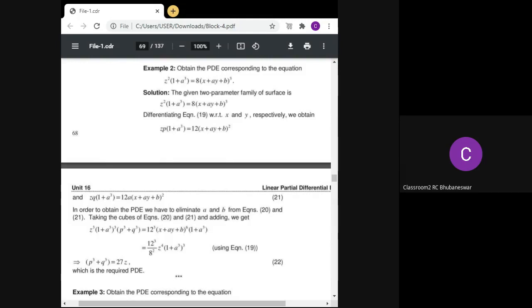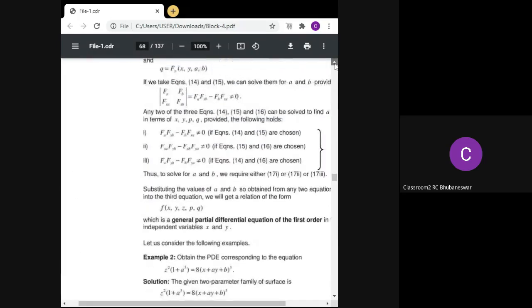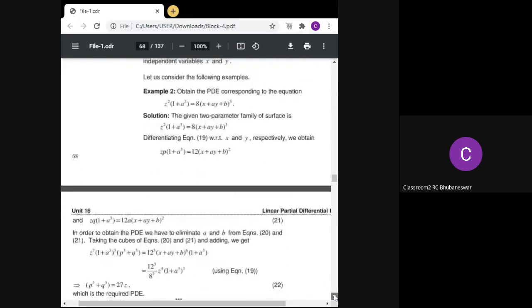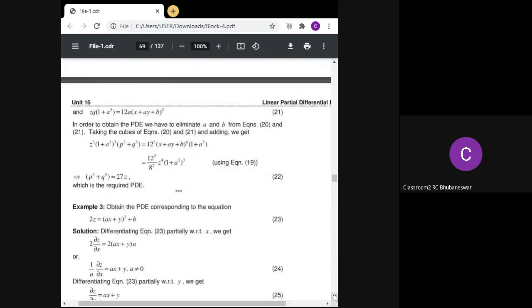Then we represent them by small p and small q, and then we have to test that the determinant value should not be 0. If the determinant value is not 0, then we can clearly eliminate the arbitrary constants a and b to find that this is a linear first order partial differential equation. So this is the simple process to find a first order linear partial differential equation by eliminating the parameters present in the given equation of curves.